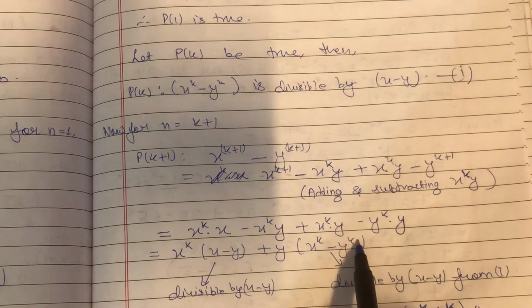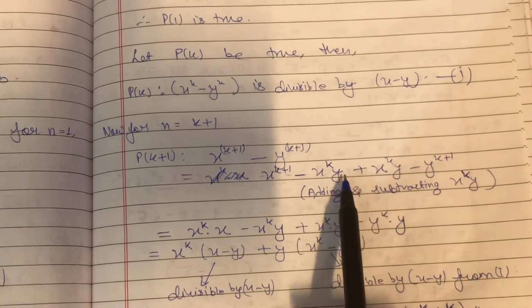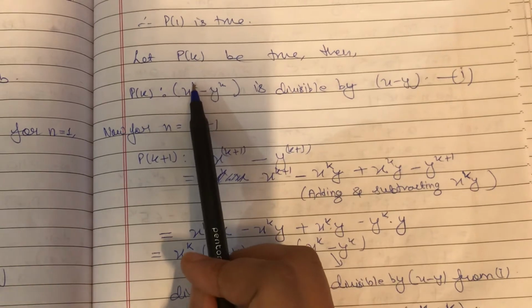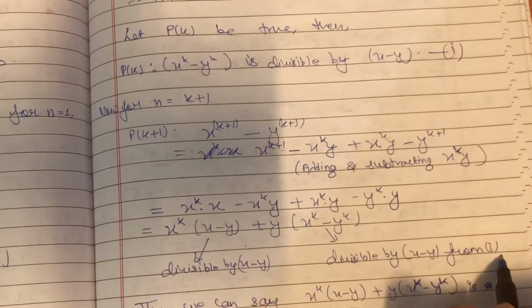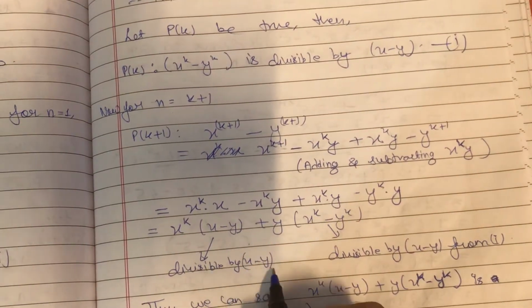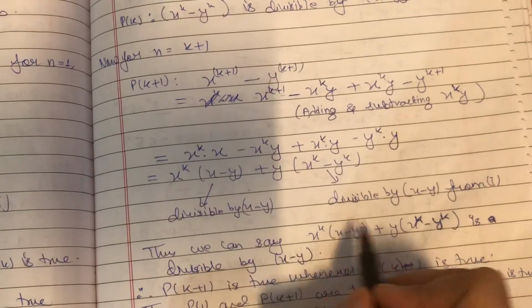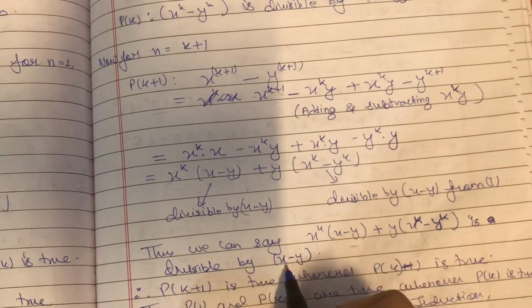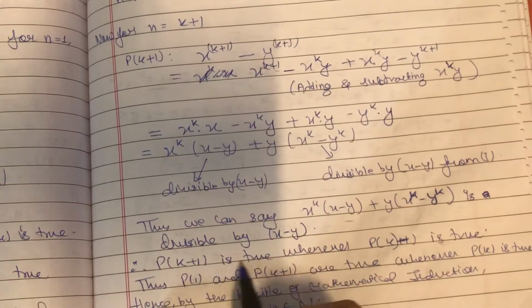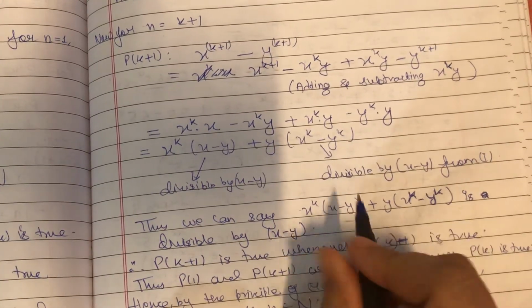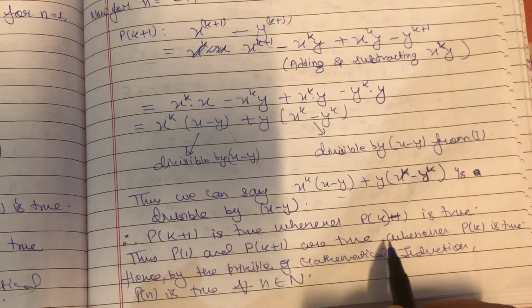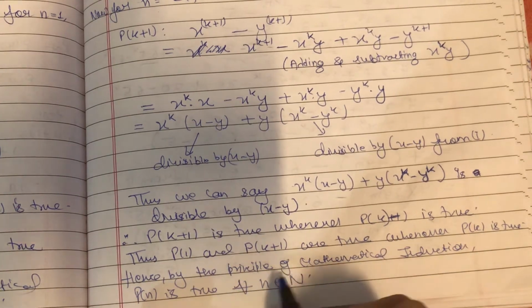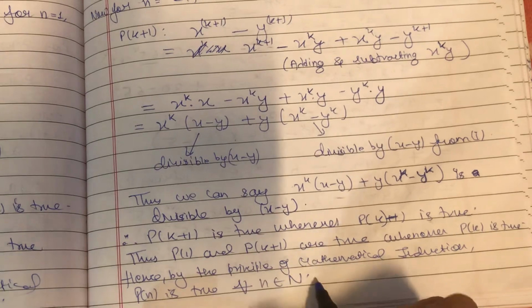Now why did I add this and subtract this? Because here I have to use this one. So x to the power k minus y to the power k is divisible by x minus y from equation number 1, and definitely x minus y is divisible by x minus y. That means the entire equation is divisible by x minus y, which means that Pk plus 1 is true whenever Pk is true. Why? Because we are using this Pk statement, right? Thus P1 is true and Pk plus 1 is true whenever Pk is true. Hence by PMI we can say that Pn is true for all n belongs to natural numbers. So this is how we prove.